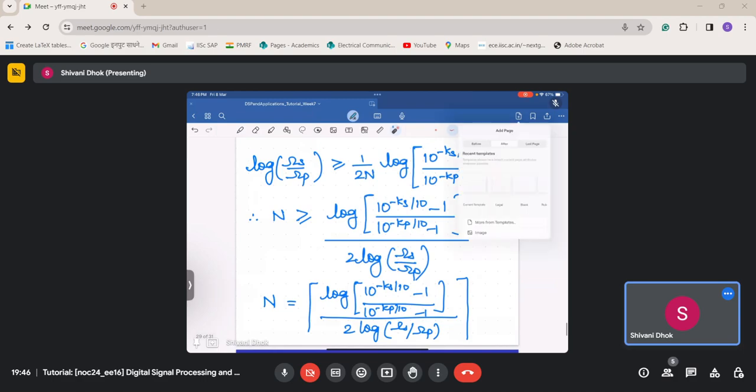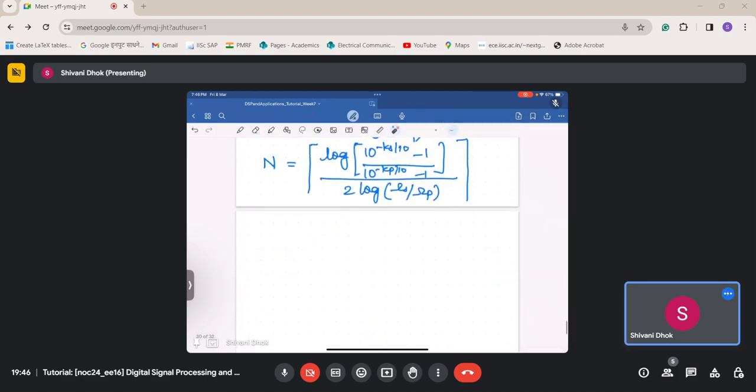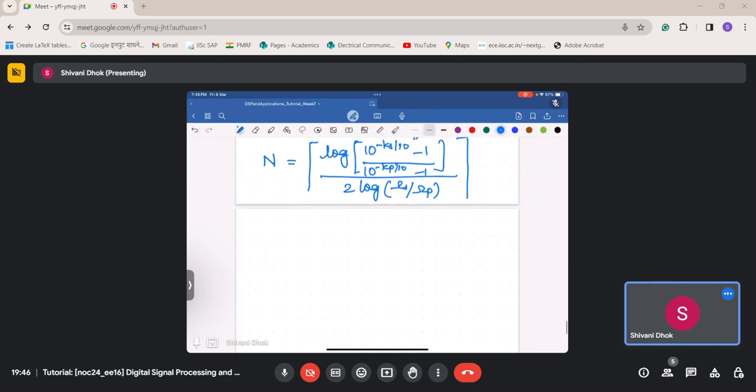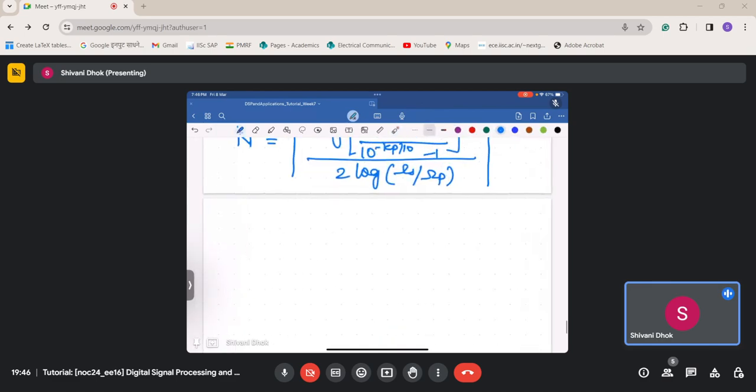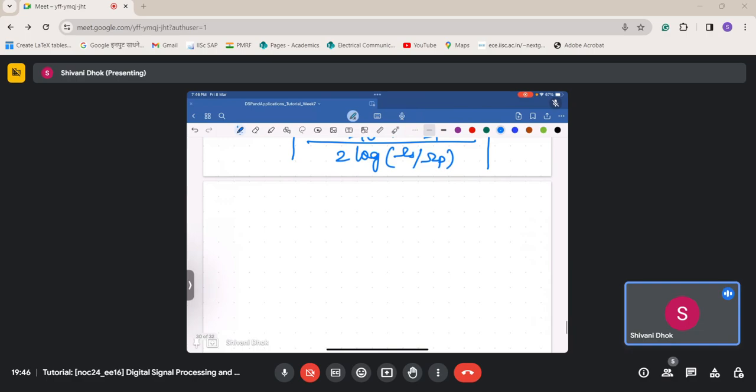Now we know this formula for order, which we have just derived. What is given to us is kp is minus 1 dB, omega p is 4 radians per second, ks is minus 20 dB, and omega s is 8 radians per second.